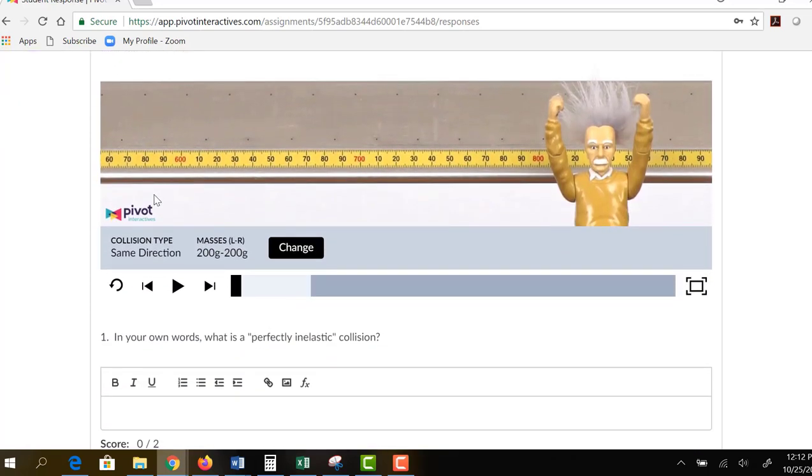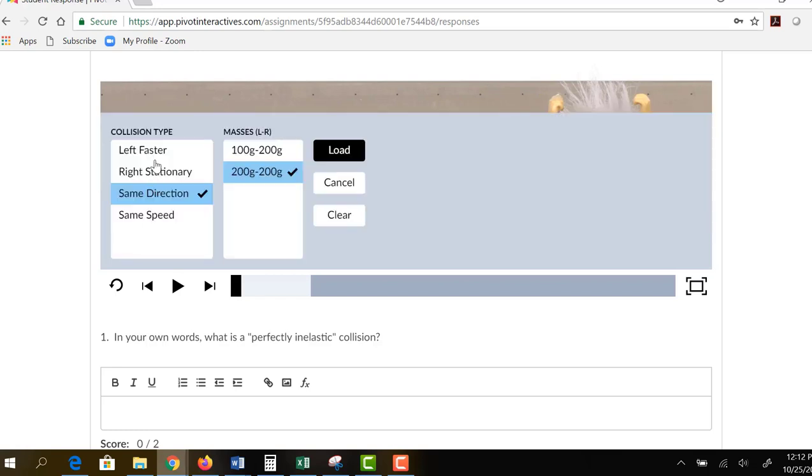So the way to change this is to actually just click on collision type, a whole bunch of different ones here: left faster, right stationary, same direction, same speed, different mass combinations. So mass left and mass right. So this means left 100, right 200. That's in grams, so be careful. Okay, let's just play one and you can see what it looks like.